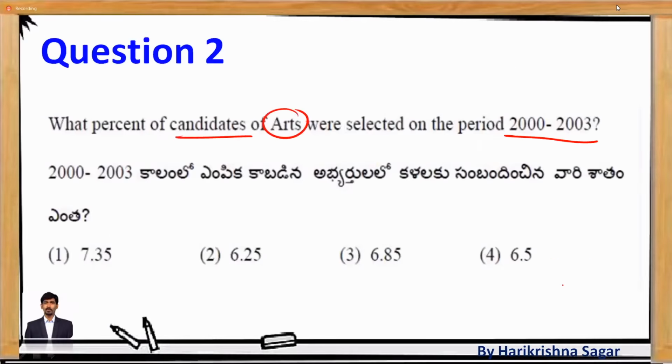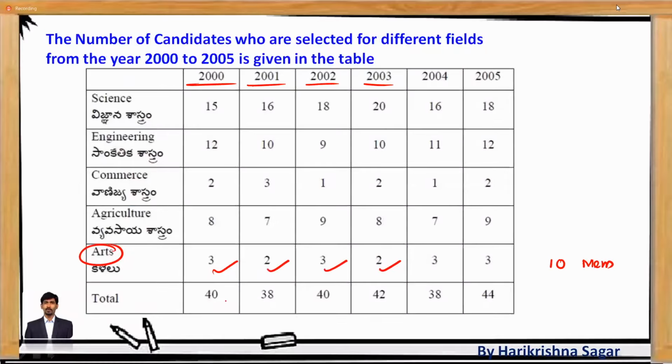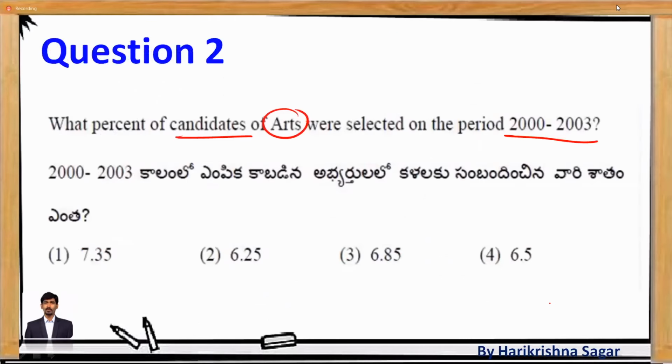What is your question actually? What percentage of the candidates of arts are selected in the period of 2000 to 2003? So 10 members are selected, and in total how many people are selected? You can just have a glance. 40 plus 40 is 80, and 38 plus 42 is also equal to 80. 80 plus 80, total 160 members are selected. So 10 members are selected out of 160 members. What is this value is the question.